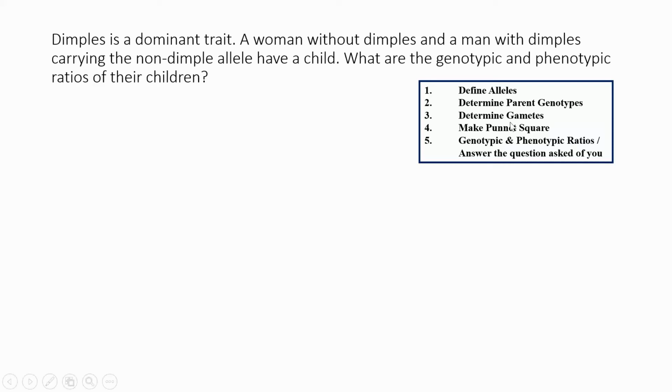Gametes, those are the possible alleles a parent can pass on to its offspring. So if they were homozygous and they had two of the same allele, they'd only have one possible gamete. But if they were heterozygous and had two different alleles, they could pass on two different gametes. That ties into the whole easy way, hard way thing that we're going to see again here. Then we're going to make a Punnett square, obviously, because we're doing Punnett squares. And then with that Punnett square, we can use that to find our genotypic and phenotypic ratios of our children.